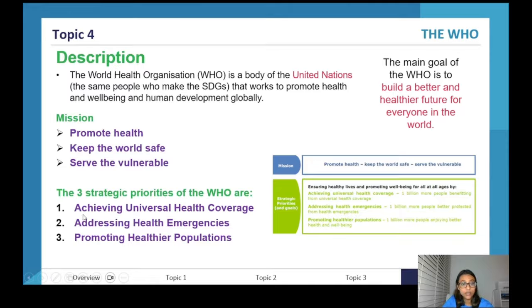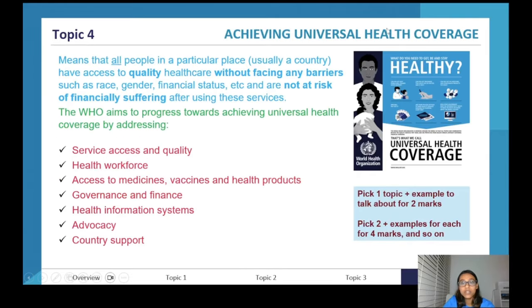Then we've got the 3 strategic priorities. These are super important to know word for word. You need to know these phrases word for word. And then we've got achieving universal health coverage as the first priority. And then we've got the different points and topics and ways of achieving this down here.